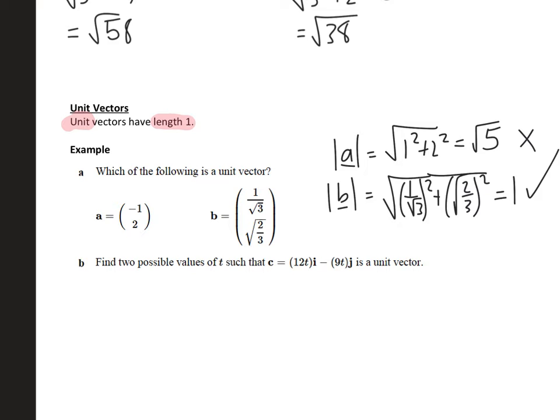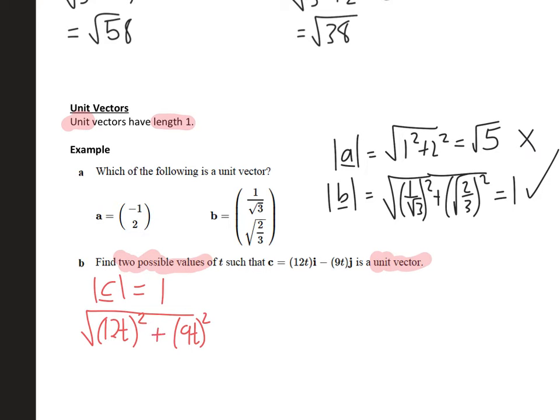vector. Okay, so it's a bit of problem solving. So straight away I'm going to highlight 2 possible values. So I'm looking for 2 answers, and I want it to be a unit vector. So if I convert that into a maths statement, so a unit vector, that means the magnitude of c is 1. So to get the magnitude of c, I would square the i component, square the j component, and again I'm going to ignore the minus and add them. So that's going to equal 1.